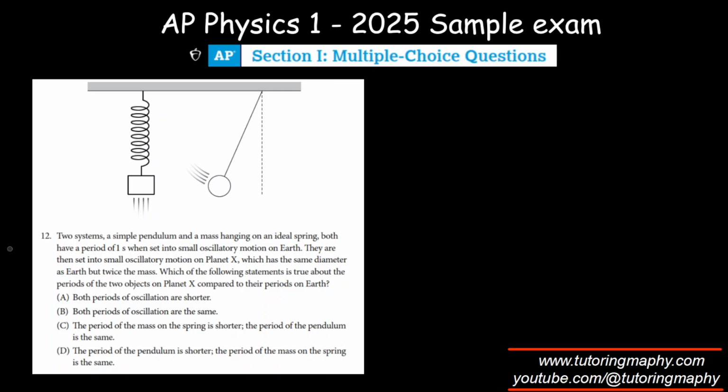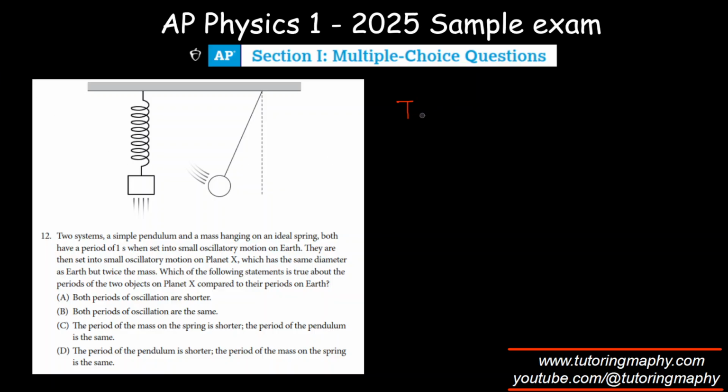All right. Two systems, a simple pendulum and a mass hanging on an ideal spring, both have a period of 1 second when set into small oscillatory motion on Earth. They are then set into a small oscillatory motion on planet X, which has the same diameter as Earth but twice the mass. Which of the following statements is true about the periods of the two objects on planet X compared to Earth? All about formulas, guys.